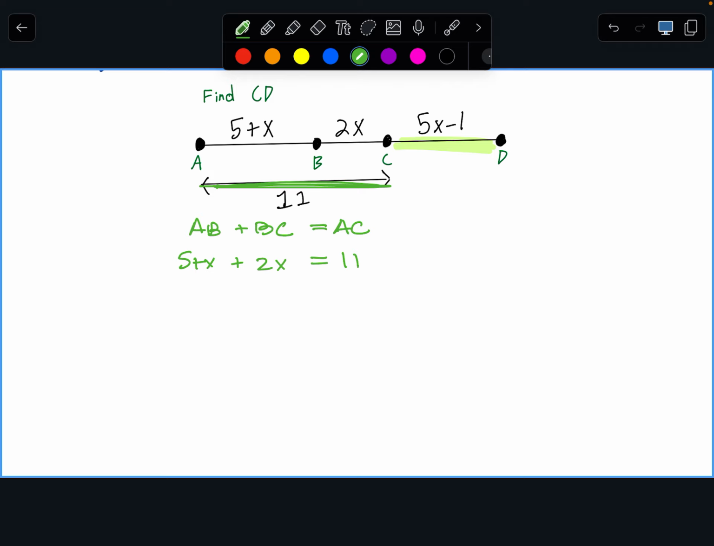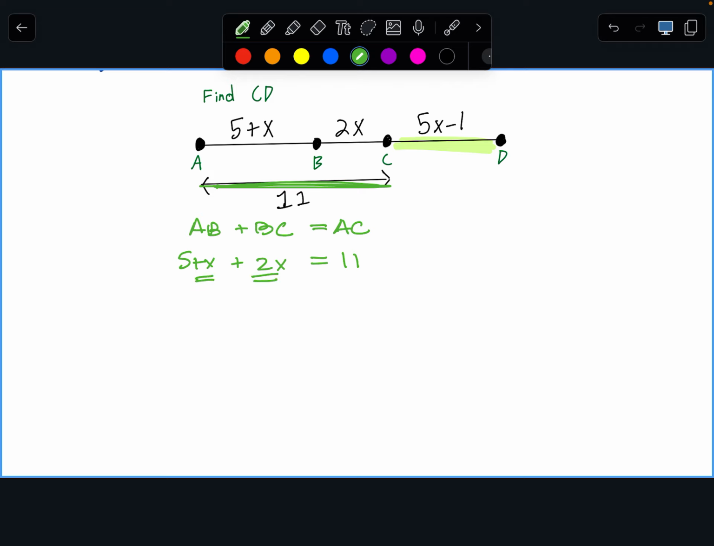Now that's not getting us where we want to be yet, but all the problems that you're given, especially at this level in high school, have a solution. There's enough information in the problem to get you to the answer. It just might take a little bit of a detour. So then we combine like terms.